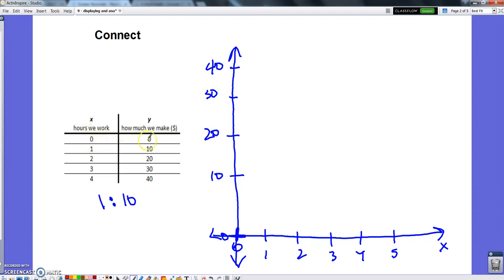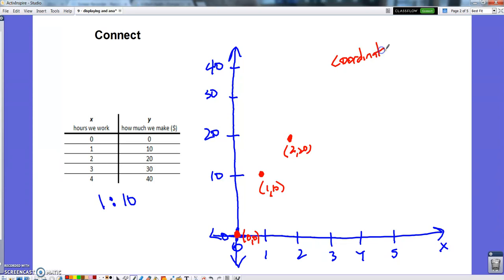We made what we called ordered pairs. We said, 0 hours of work earned you $0. We put a point there. So that was the ordered pair 0, 0. 1 hour of work earned you $10. So that was the ordered pair 1, 10. 2 hours of work earned you $20. That was the ordered pair 2, 20. And so on. And so we called this the coordinate plane.